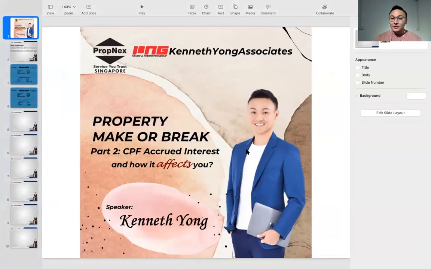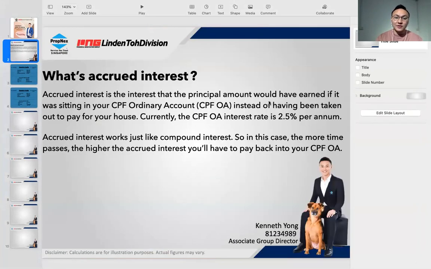Today we'll be talking about what is CPF accrued interest and how it affects you as a property owner. For the people who don't know, CPF accrued interest is the interest that the principal amount would have earned if it was sitting in your ordinary account in your CPF. So instead of being taken to pay for your house, it works like a compound interest.